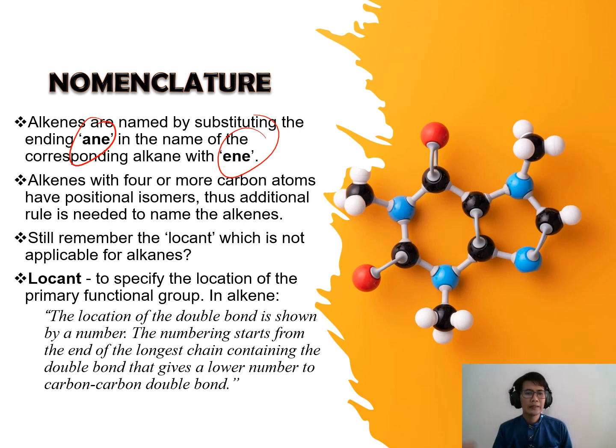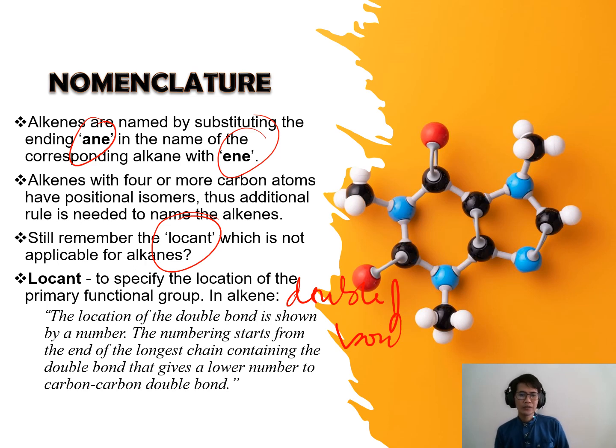If you still remember, in the previous topic on alkanes, we said the alkanes do not apply the locant. But in the alkenes, the locant is very important to specify the location of the double bond. The primary functional group in this topic is the double bond. The location of the double bond is shown by a number. The numbering starts from the end of the longest chain containing the double bond that gives a lower number to the carbon-carbon double bond. So let's look step by step at how to name the alkene.